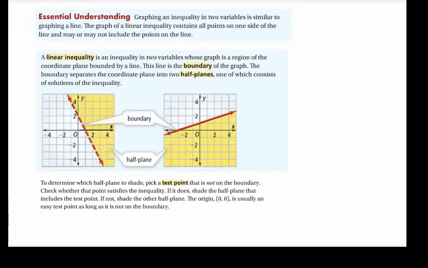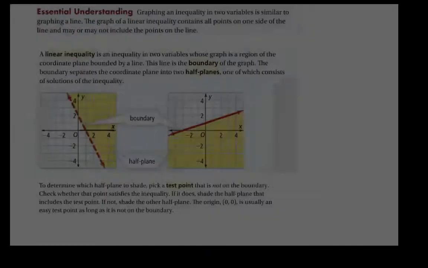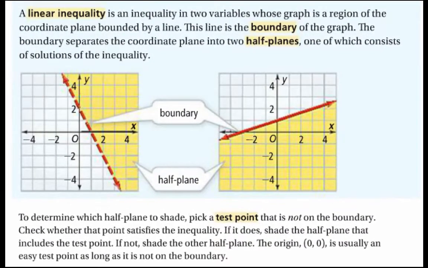So graphing an inequality in two variables is similar to graphing a line. The graph of a linear inequality contains all points on one side of the line and may or may not include the points on the line. A linear inequality is an inequality in two variables whose graph is a region of the coordinate plane bounded by a line. This line is the boundary of the graph. The boundary separates the coordinate plane into two half-planes, one of which consists of solutions of the inequality.